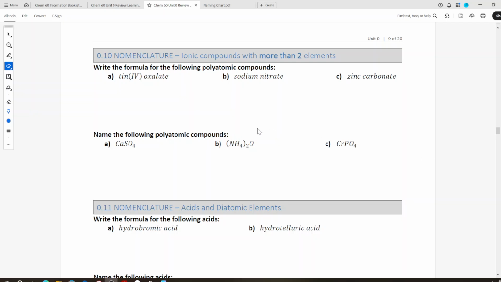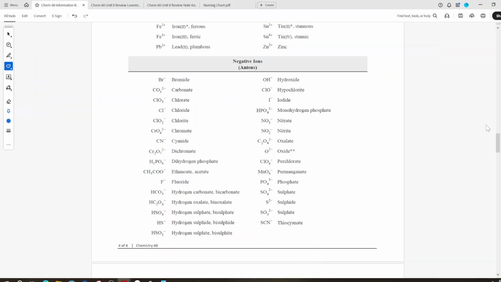Right, moving on. So now we're going to move on to ionic compounds with two or more elements. What these are is type 1 and 2 naming rules, but with more than two elements. And so we're going to introduce you to the concept of polyatomic ions. The nice thing is you don't actually have to look at the entire periodic table. You get to go to page 4 of your information book.